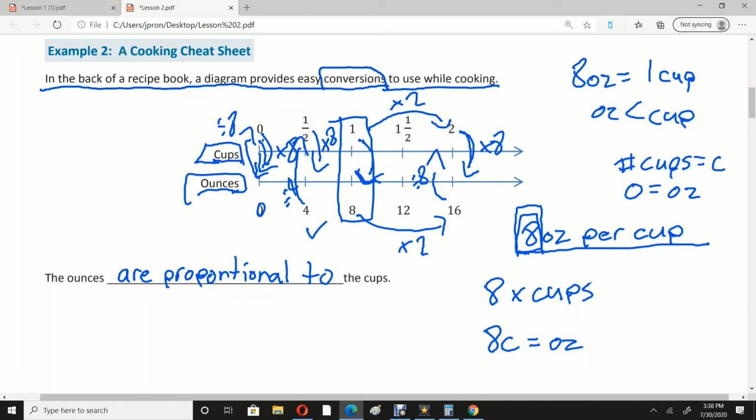What if we want to go from ounces to cups? Well, how did we do it up here? How did we go from ounces to cups right here? Well, we divided, right? We divided 16 by 8 to get to 2. So we would divide the number of ounces by the unit rate 8, and that gets us our number of cups.